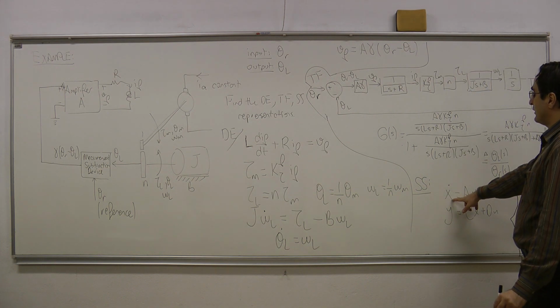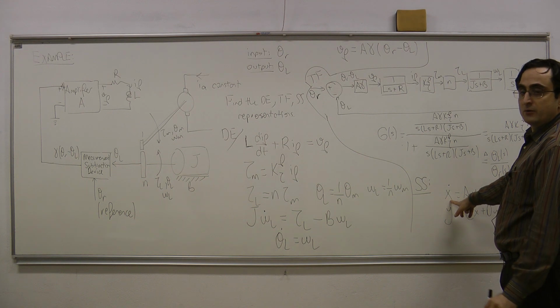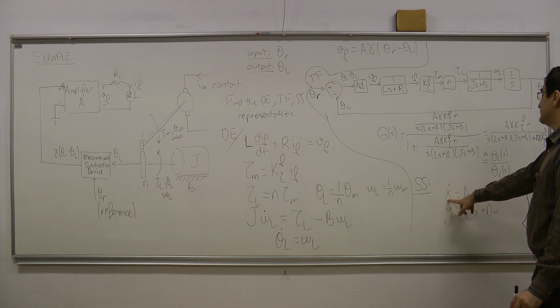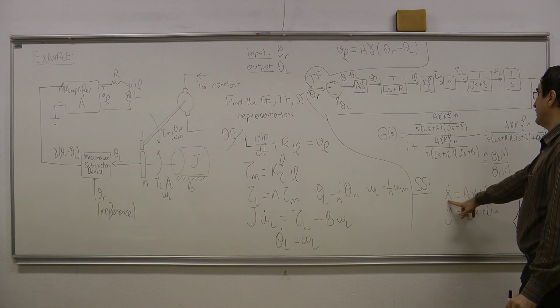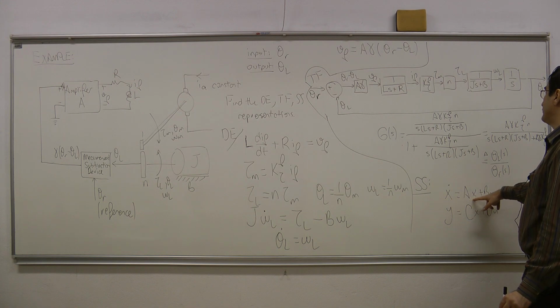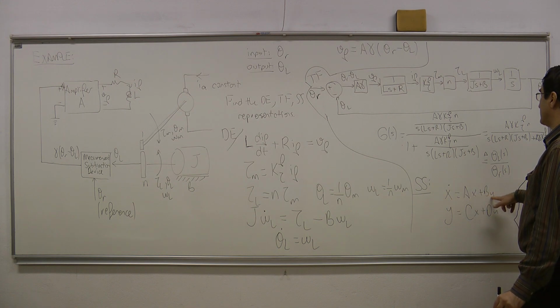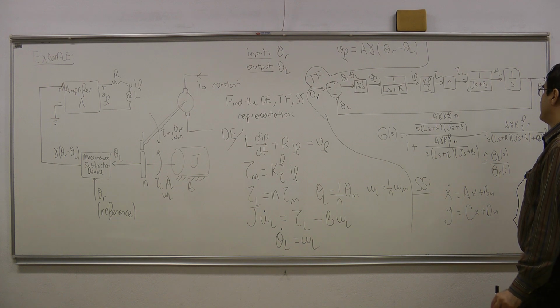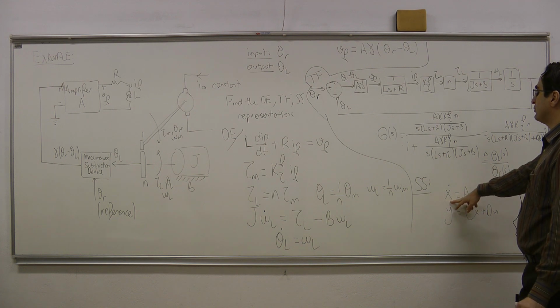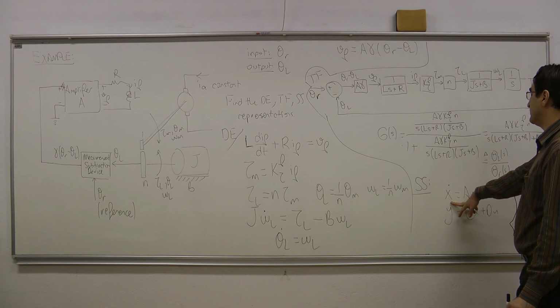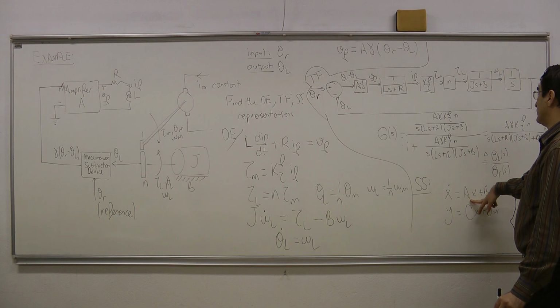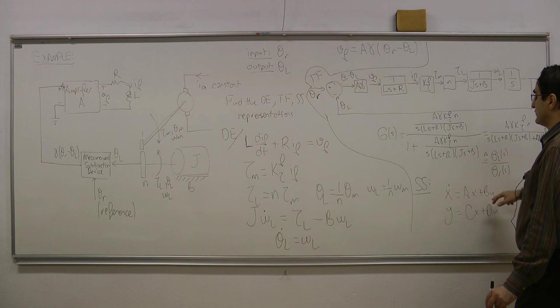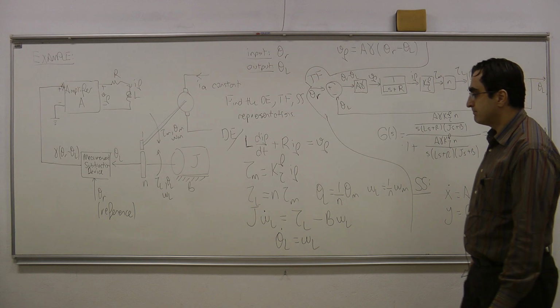And in the state equation, what we are trying to do is express the time derivatives of the state variables as a linear combination of state variables themselves plus the input. So what I have to do is look for equations here that would express the first order derivatives of the state variables as a linear combination of state variables themselves plus the input.